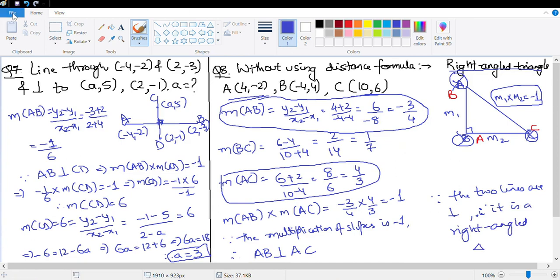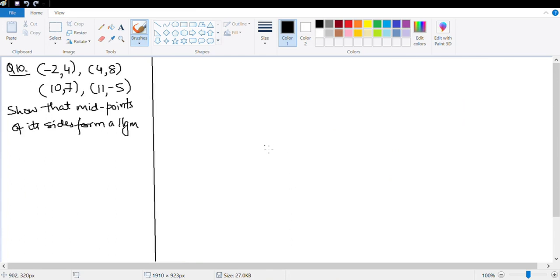The next question that we do will be question number 10. Let's look at question number 10. Question number 10 says, show that the midpoints of its sides form a parallelogram. So these are the 4 points which are given, which are the vertices of a quadrilateral. We need to show that if you join the midpoints of these sides, then we will get a parallelogram.